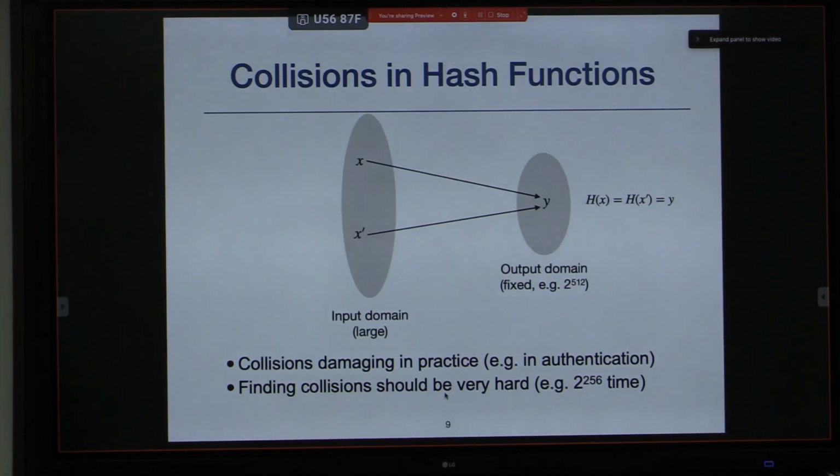Obviously, when these functions map larger input domains to smaller output domains, collisions will exist. There will be two inputs that have the same output. What we need is that it should be computationally hard to find these collisions. So say if my output domain is 512 bits, I want finding a collision to require on the order of 2^256 time. And that 2^256 comes from the birthday bound.